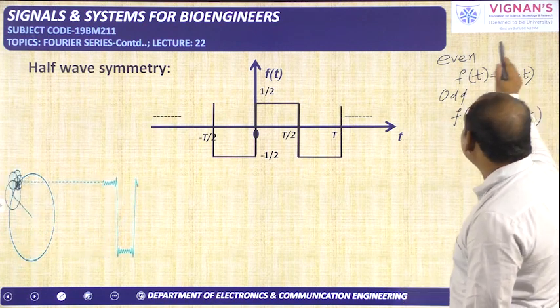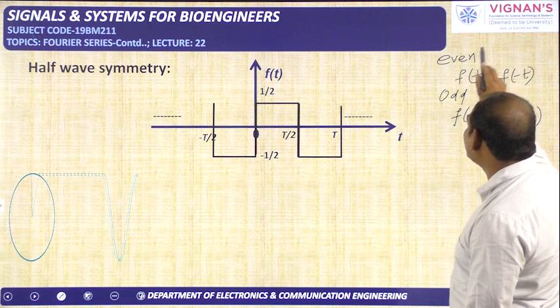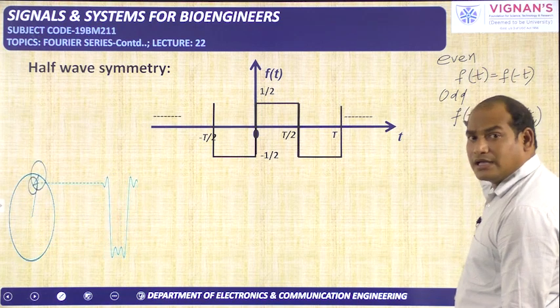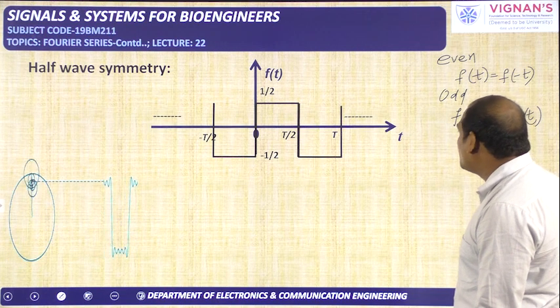So if the signal is real and even, its coefficient is even. If the signal is real and odd, its coefficient is, as we have just seen, purely imaginary.